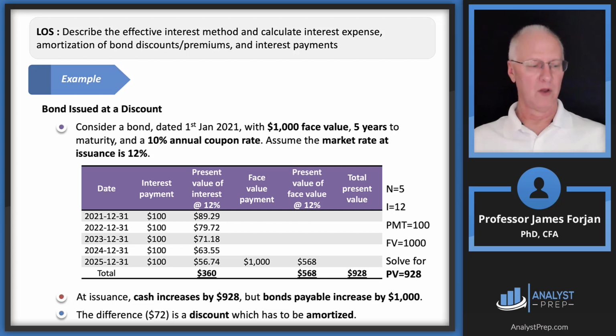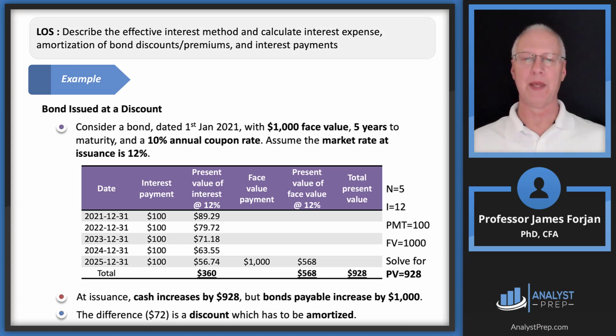So remember, you're entering the number first. So you're going to do 5 and then hit N, and then 12. The calculators want you to do this in percent form, so you're going to do 12 and hit I. Now, you might have the TI calculator, which I think has the I/Y button on it, so 12, then I/Y, and then 100, hit your PMT button.